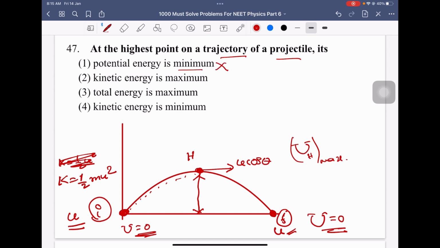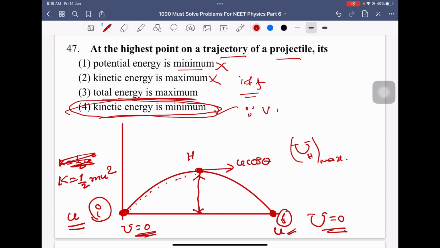Kinetic energy is maximum? No, kinetic energy is maximum at I and F, the initial and final points. Total energy is maximum? Since it is a conservative force, total energy is same everywhere. You can't say that total energy is maximum. At the highest point, kinetic energy is minimum. Yes, this is correct. Why is kinetic energy minimum? Because velocity is minimum. Velocity of the projectile is minimum at the highest point, that is equal to u cos theta. Therefore, option 4 is correct.